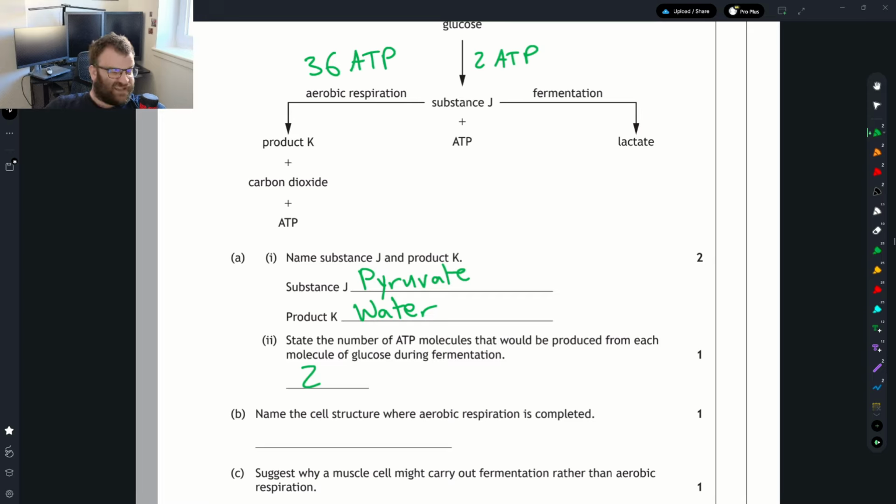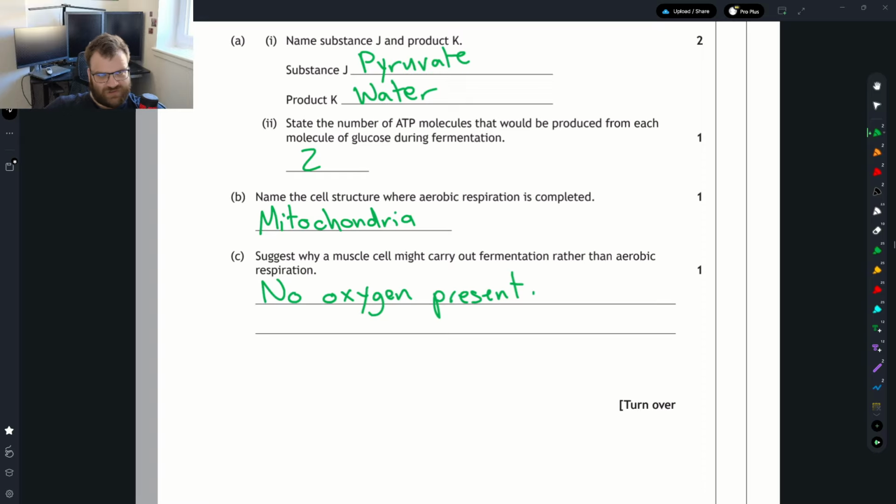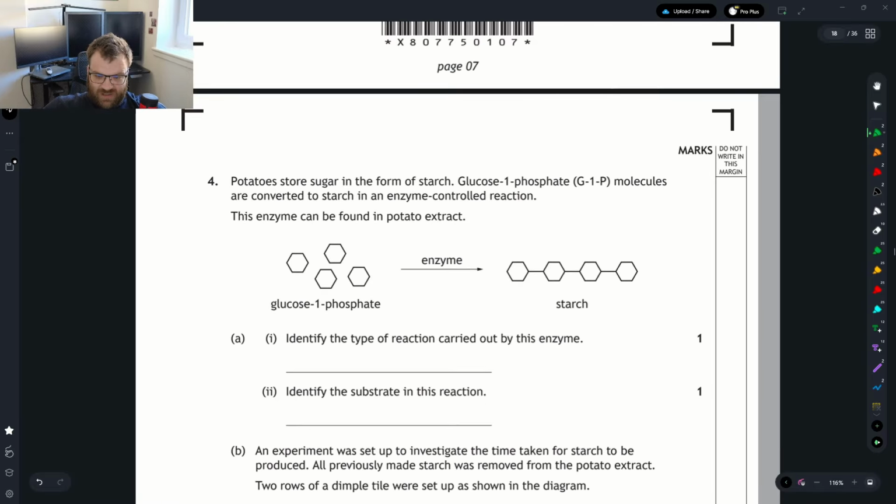Why might they carry out fermentation, not aerobic? There would be no oxygen or less oxygen present. There's not enough oxygen for aerobic. Aerobic needs oxygen.